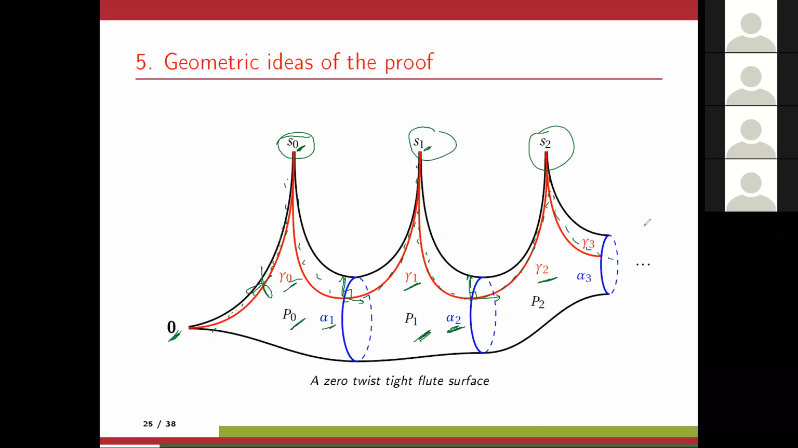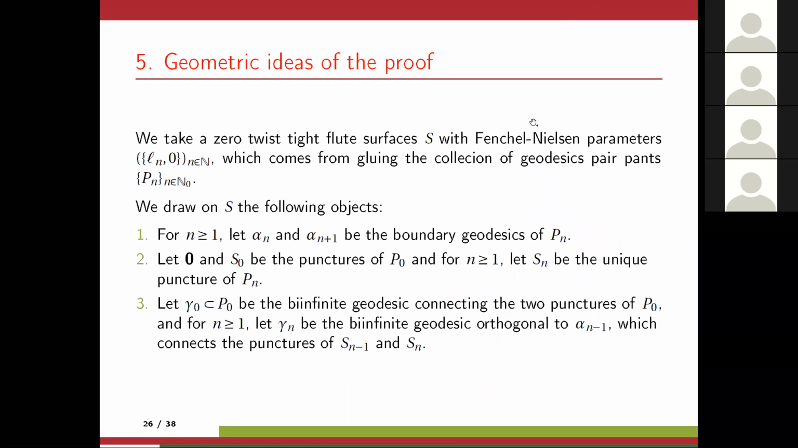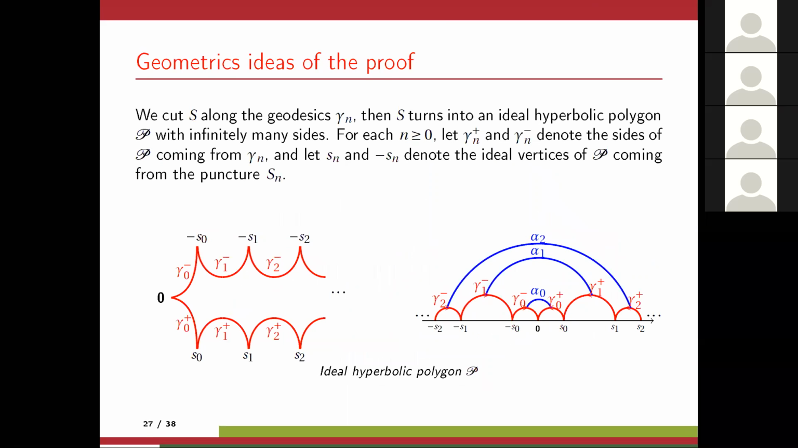So in this way, we turn the surface S into an ideal hyperbolic polygon P with infinitely many sides. Okay, this polygon you can think of this way, or this way. Let me explain this ideal hyperbolic polygon.